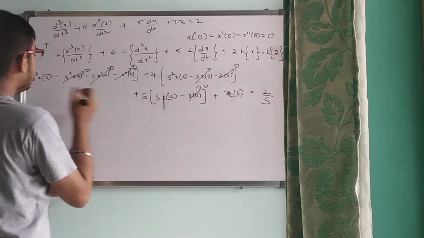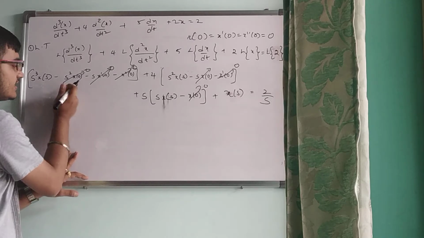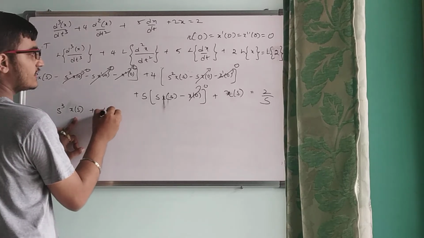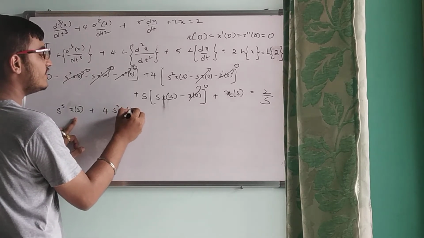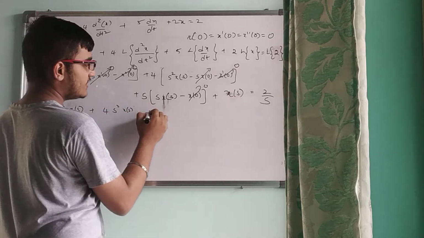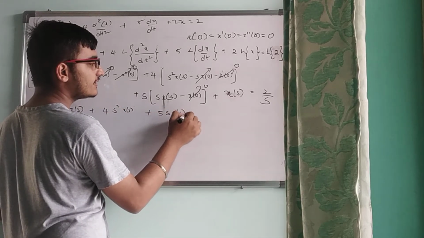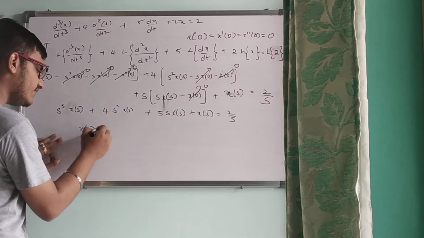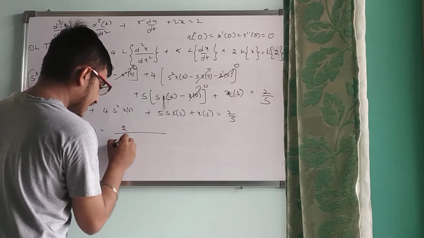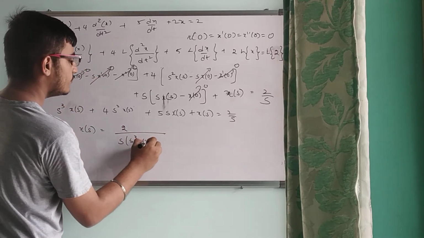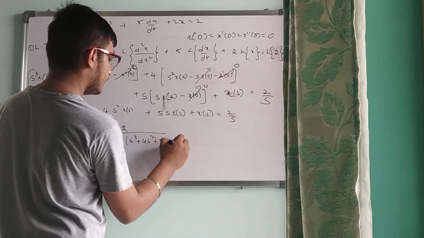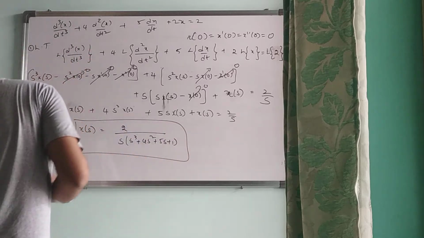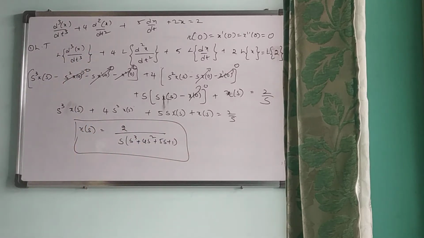Right? So the remaining terms are s cube into x of s plus 4 into s square into x of s plus 5 into s into x of s plus x of s is equal to 2 by s. From this take x of s common, you get 2 by s into s cube plus 4s square plus 5s plus 1 is the x of s value.